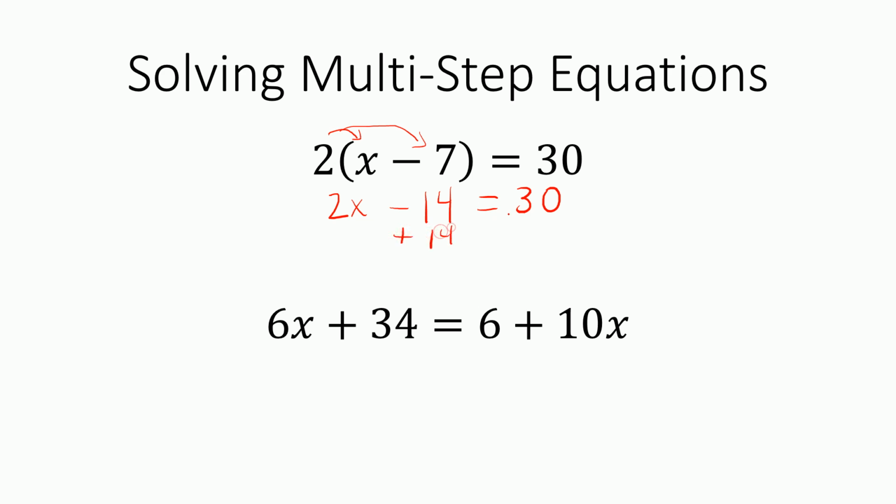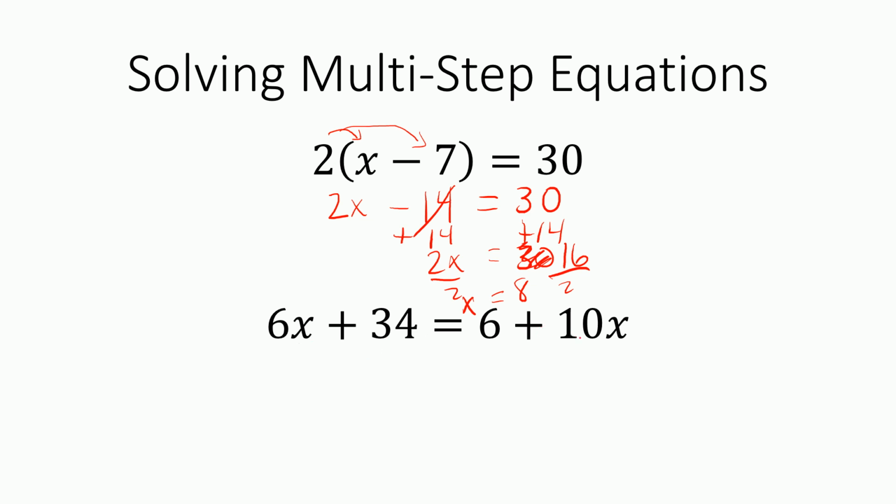I add 14 to undo the minus 14. Oops, and then I wrote the wrong number. It's actually 16. And then I divide by 2 because that's going to give me x by itself. x equals 8 in this case.